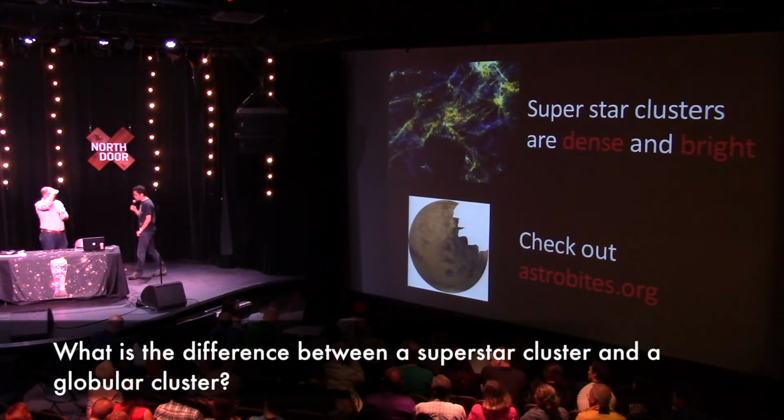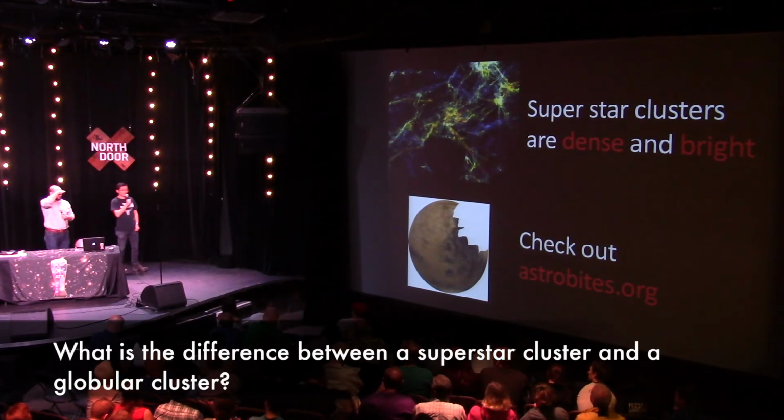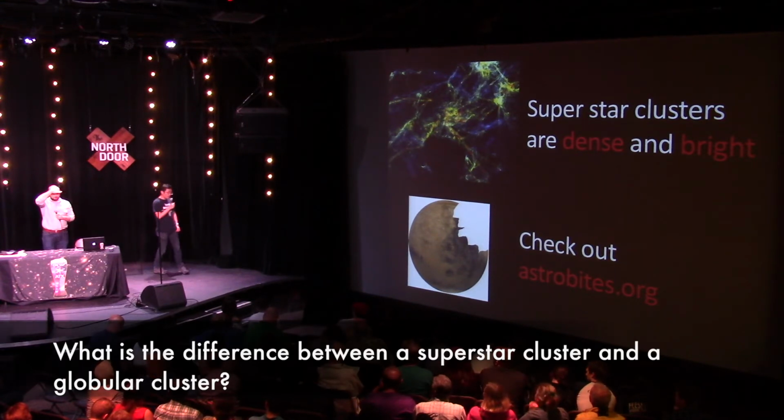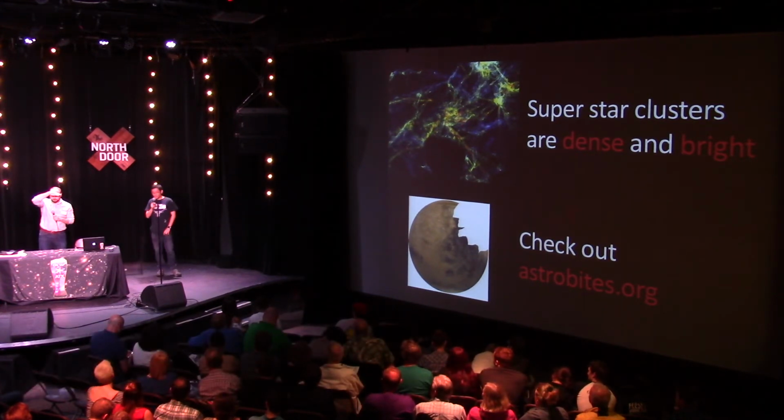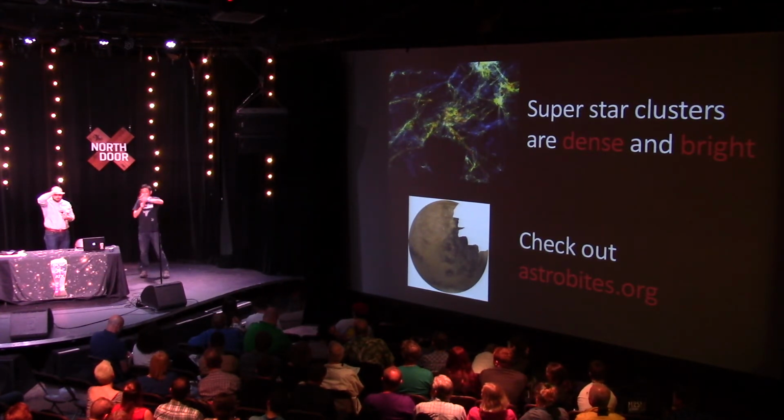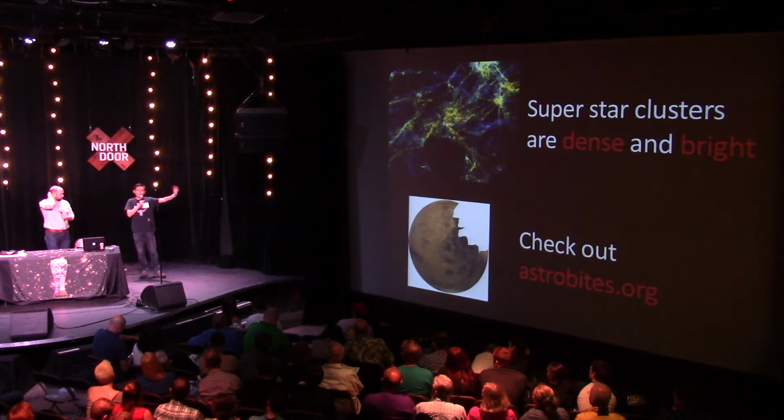So the question was, what differentiates a superstar cluster from a globular cluster? The typical belief is superstar clusters are the precursor; they come before globular clusters. If you keep the simulation running, let's say for 1 billion years, at the end of the day, we believe that will produce a globular cluster.